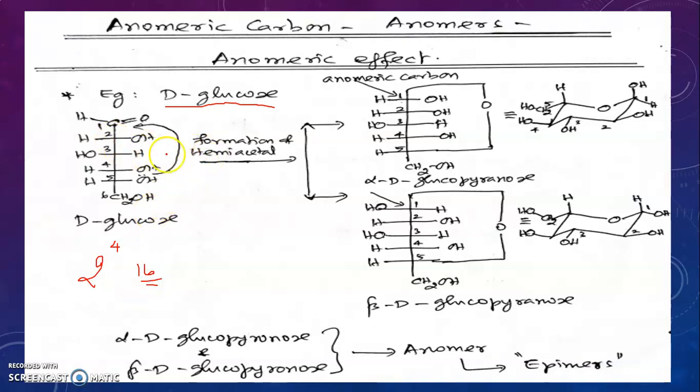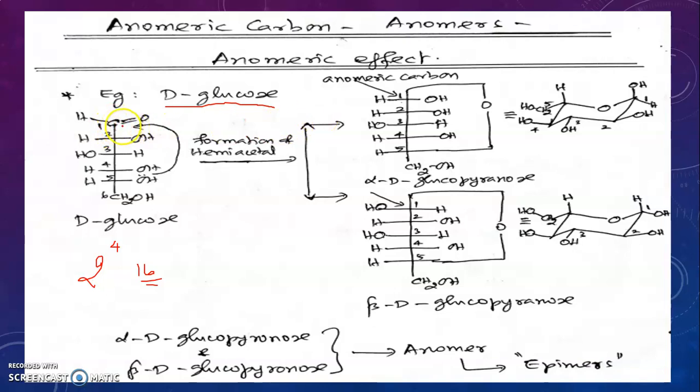Then when D-glucose forms hemiacetal, the OH group of carbon number 5 attacks this carbon, because when an aldehyde reacts with alcohol, you will get hemiacetal, right? Now when the OH group attacks this carbon, it will become O minus, then protonation occurs, so you will get OH. So this is called cyclization. When cyclization takes place, this carbon becomes a chiral carbon.